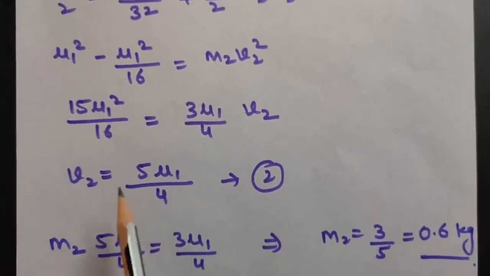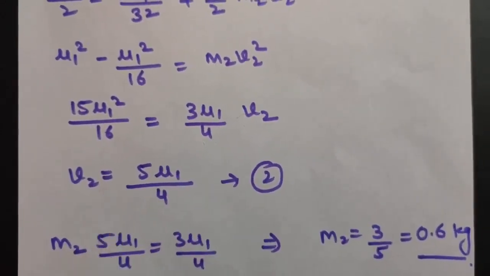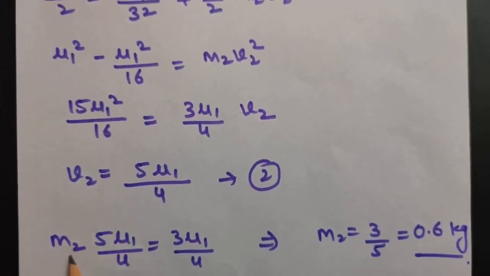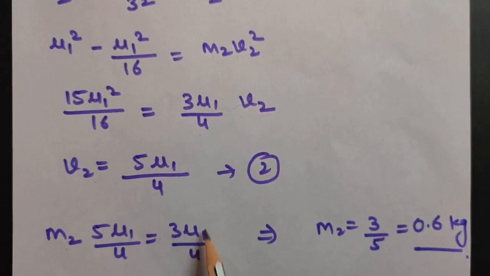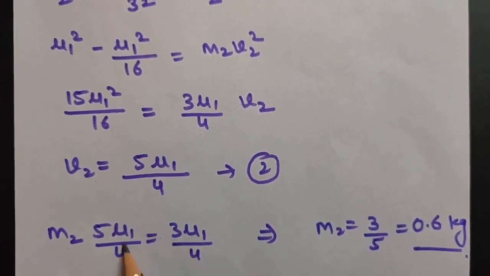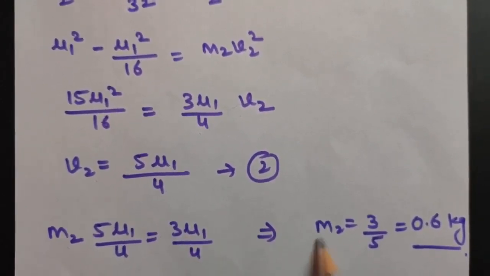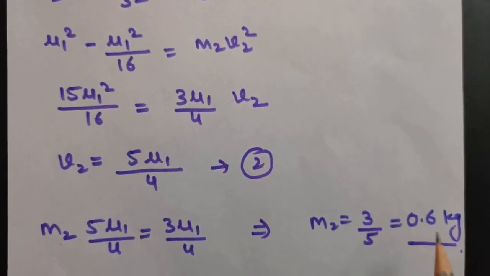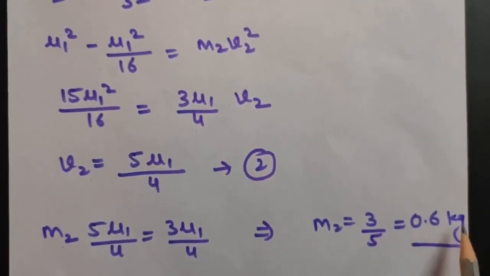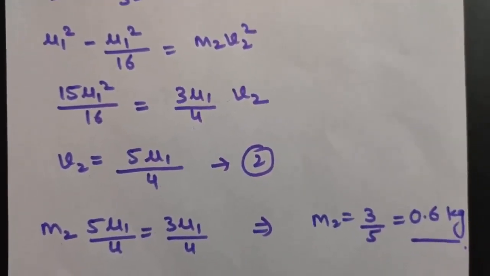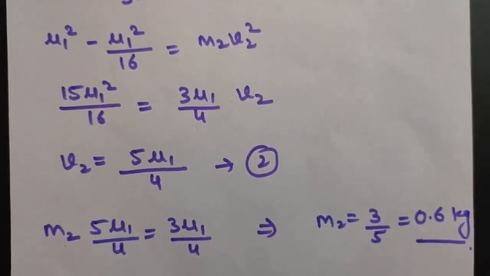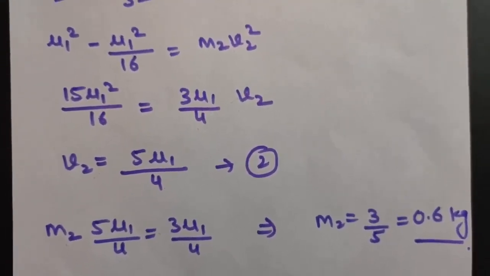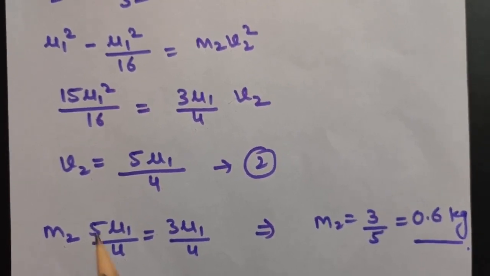Now from this, put the value of v2 in the first equation. So first equation is m2 into v2, that is 5 u1 by 4, equals 3 u1 by 4. Again u1 will cancel out, 4 will cancel out, so m2 will come to be 3 by 5, or you can say 0.6 kilograms. So I am just using conservation of momentum and conservation of energy, and we are doing mathematical solving. So you can do anything to get m2.